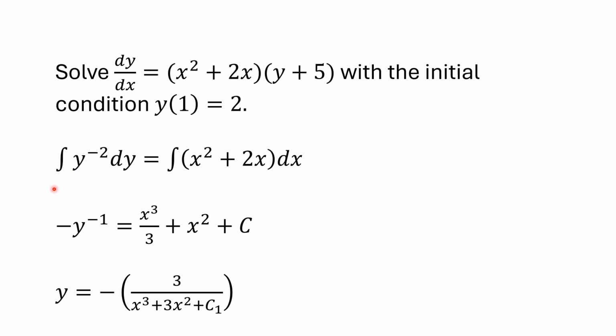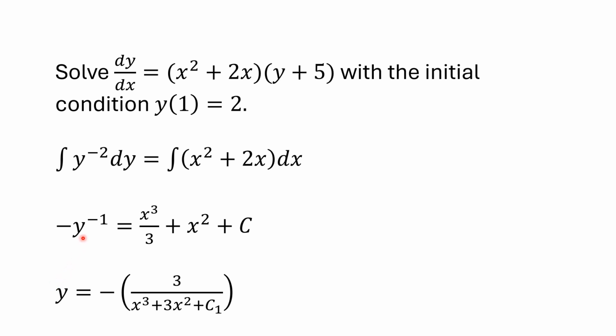So y to the negative second power, the integral of that becomes negative y to the negative first. And x squared, the integral of that becomes x cubed over 3. 2x, the integral of that becomes x squared. And we'll put the constant of integration on this side. There's no real value in writing two constants of integration because we would just merge them into one constant eventually.